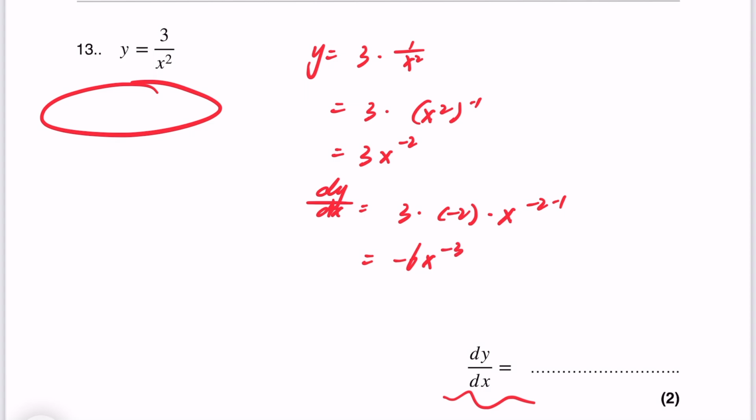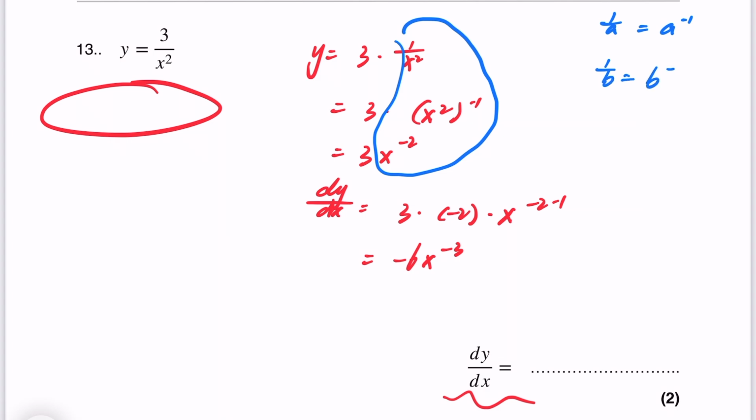And before we keep going, in case you guys are interested in this part of the conversion, how did we convert 1 over x squared into x to the power of minus 2? It's time for me to remind you guys. If you got 1 over a, it equals a to the power of minus 1. If you got 1 over b, it equals b to the power of minus 1. And if you got 1 over x squared, it equals x squared to the power of minus 1. If you got 1 over y cubed, it equals y cubed to the power of minus 1.